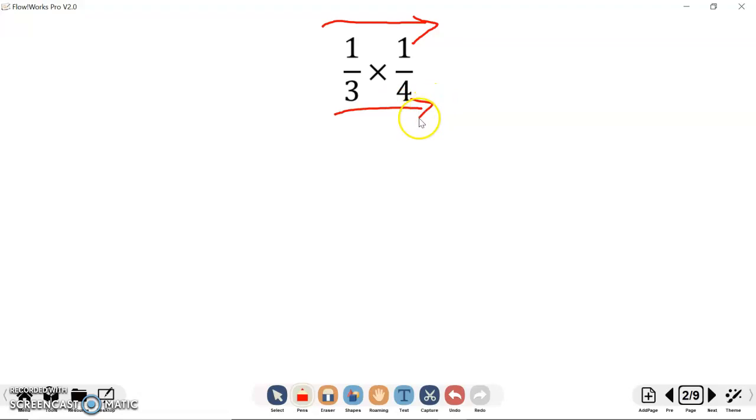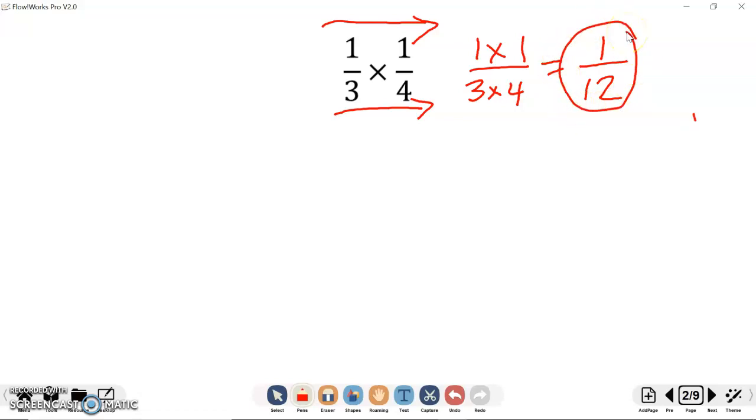And across the bottom. So we'd have 1 times 1 and 3 times 4. So 1 times 1 on the top is 1, and 3 times 4 is 12. And then we always ask ourselves, can I simplify? In this case, we have 1 on the top, so we really can't simplify anything else because really 1 is 1 times 1, and then we'd have 12 times 1 on the bottom. And if we canceled the 1s, we'd still be left with 1/12. So our solution here is 1/12.